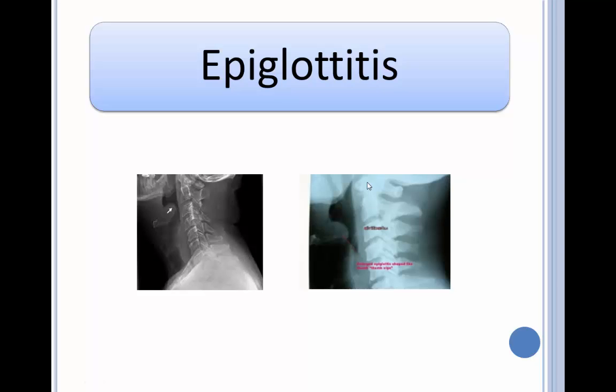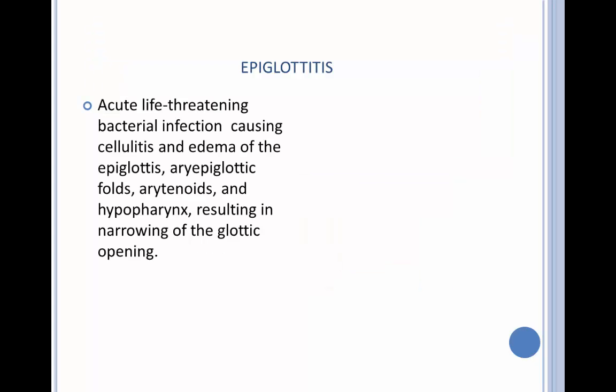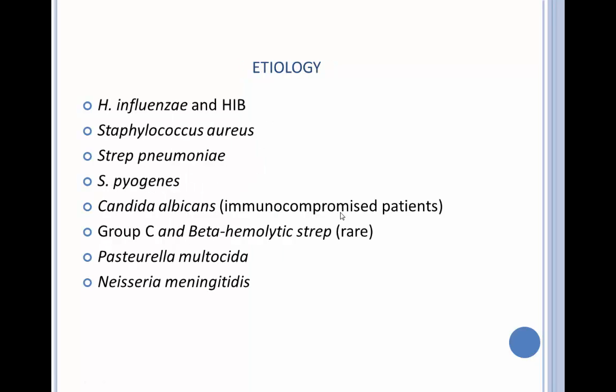Epiglottitis is a rapidly progressive bacterial infection of the epiglottis and surrounding tissue that could lead to sudden respiratory obstruction and death. Acute, life-threatening. It could cause cellulitis of the hypopharynx, narrowing the glottis opening. Most commonly produced by Haemophilus influenzae type B. But in addition, you could have the presence of Strep pneumoniae, Staph aureus, beta-hemolytic streptococci, Moraxella, etc., Klebsiella.